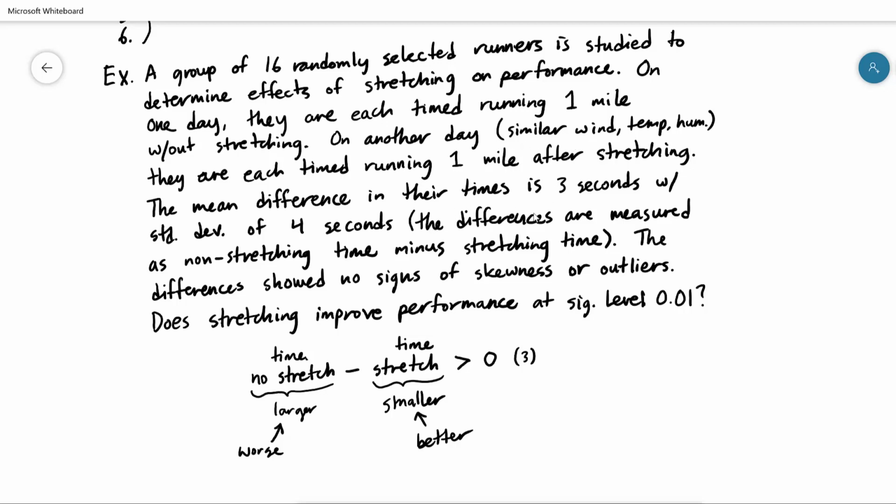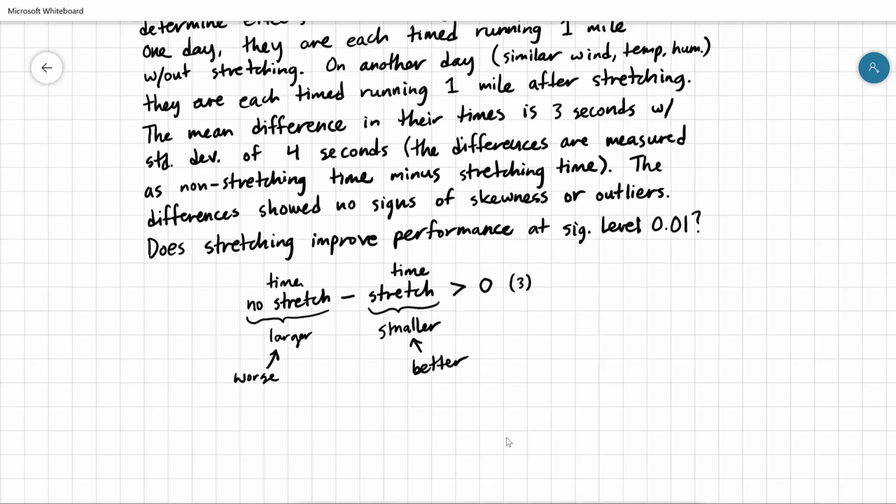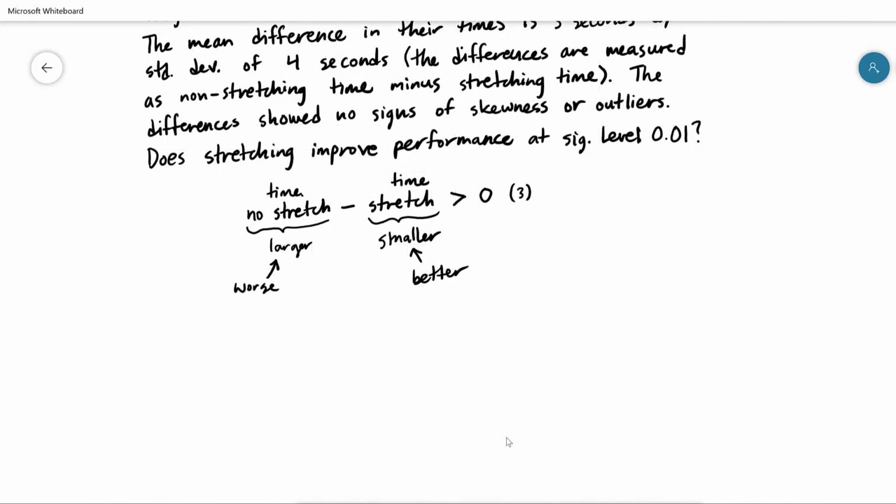We need to keep in mind how we define this. We took this difference as being the non-stretching time minus the stretching time, the time without stretching minus the time when they did stretch. And we got a positive number, meaning this number was bigger, this number was smaller, and with that in mind, bigger numbers are worse in the context of running, smaller numbers are better. And so this would indicate that stretching yielded better performance than not stretching. So it looks like that's what the evidence is showing. We just want to decide now if that evidence is strong enough.